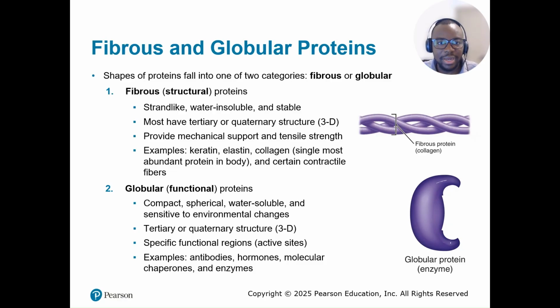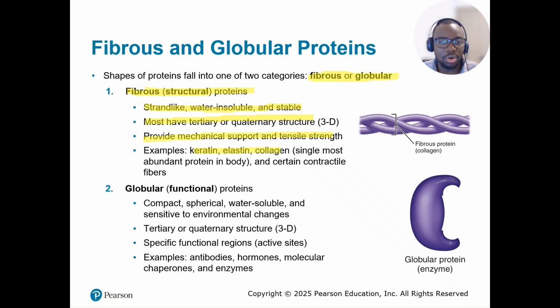Proteins can be classified as fibrous or globular proteins. Fibrous proteins are also called structural proteins. They are typically strand-like, water-insoluble, and very stable. Most have tertiary and quaternary structure, and their main function is to provide mechanical support and tensile strength. Examples are keratin, elastin, collagen, and some contractile proteins.